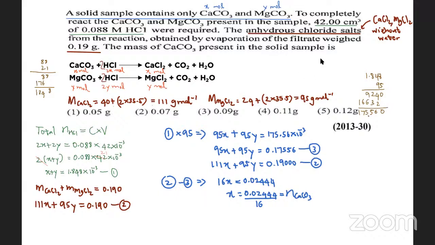They're asking for the mass of calcium carbonate. So finally, what is the mass of calcium carbonate, people? Mass of calcium carbonate is number of moles into molar mass. Number of moles, this value 0.02444 over 16 into molar mass, which is 100 for calcium carbonate. So finally, we will arrive at a number like this, 2.44 over 16.